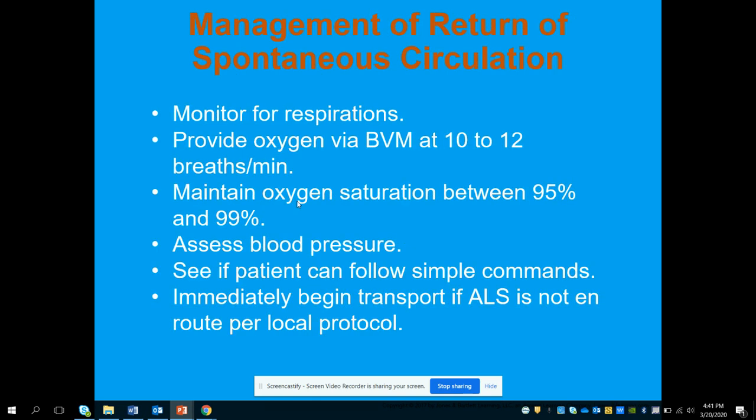And then if we get ROSC, again, we want to stay on scene for at least 10 minutes. We're going to get a full set of vital signs. We're going to prepare to package the patient, and then we're going to transport to an appropriate facility. So you can follow up in that cardiac arrest management video if you have any additional questions about that.